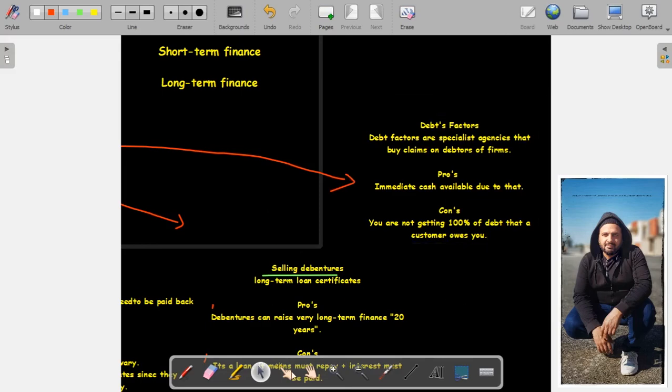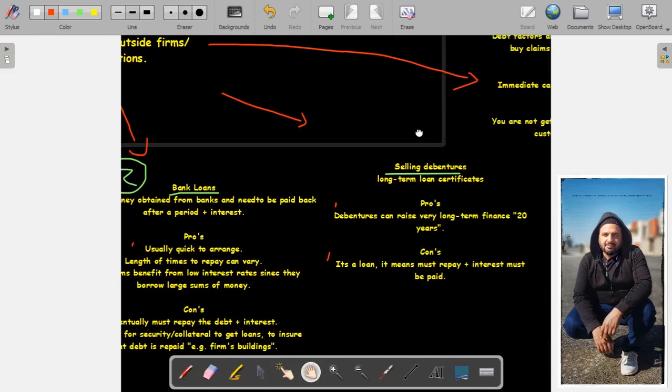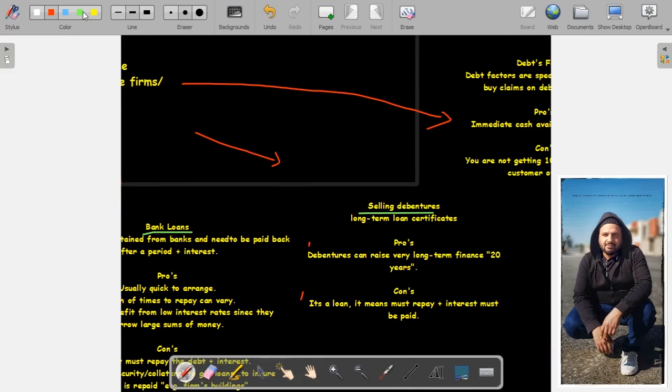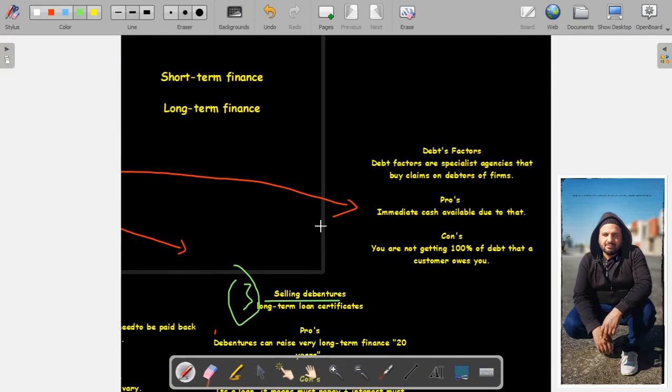Oh, I forgot to remember this one. This is number 3, and this is method number 4, the debt factors. We have one advantage and we have one disadvantage.